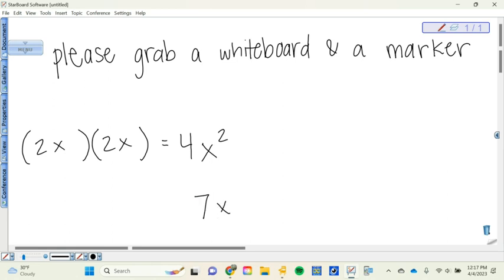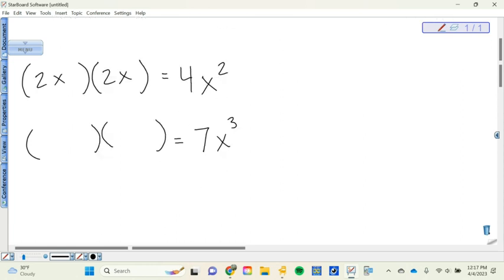Let's do another one. What about 7x cubed? What two monomials could you multiply together to get to 7x cubed? What's anything times 0, Lancer? So not 5 plus 2 to get to 7, but you need two numbers that multiply to get to 7. You need another x.